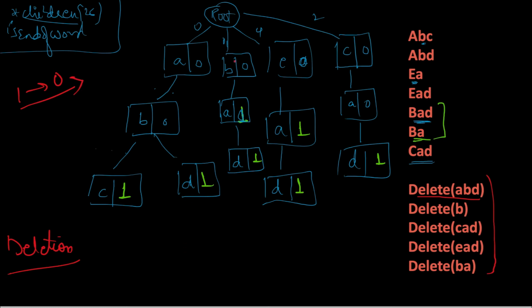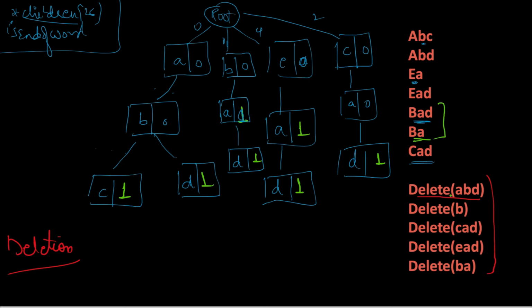So if we see here from BAD, if we want to delete BA, what we'll simply do is the reverse of how we inserted it. We'll just mark this one as 0, but BAD will keep on existing in this trie and BA will be deleted. Okay, so let's look in detail here.